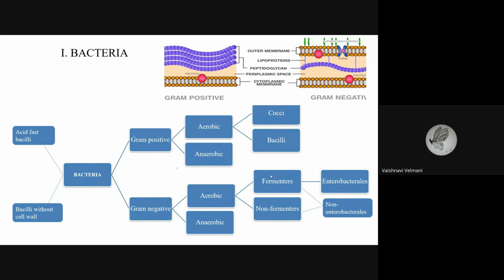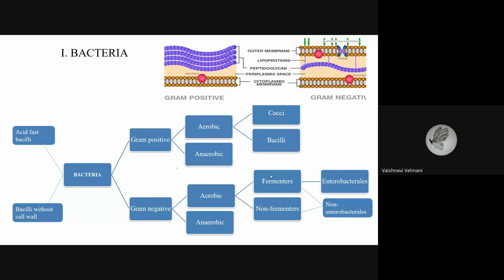And gram-negative aerobic are classified into fermenters and non-fermenters. In the fermenters, the major order of bacteria are enterobacterials, and non-enterobacterials include other orders including Neisseria that may be either fermenters or non-fermenters.